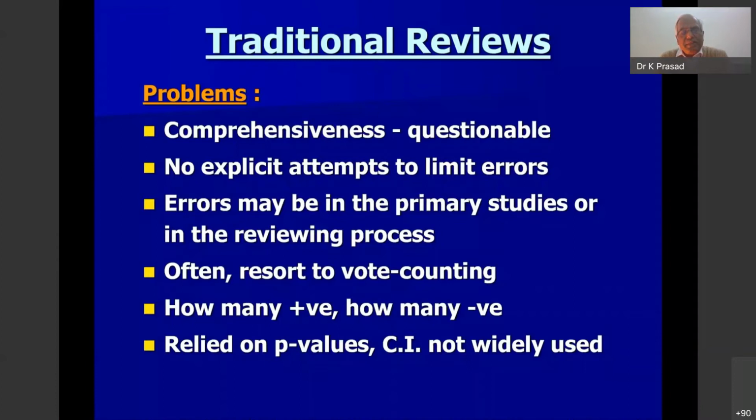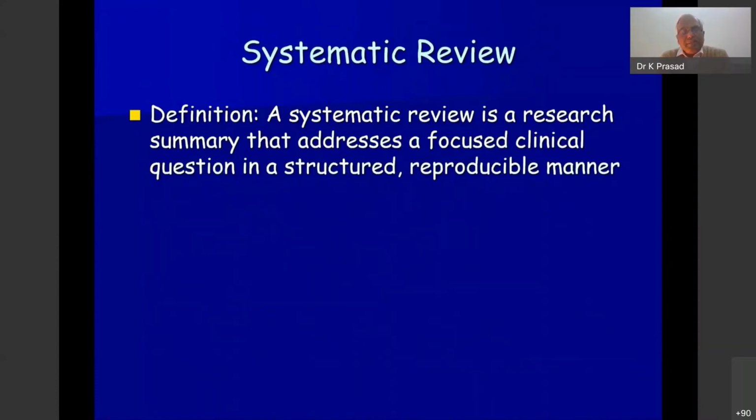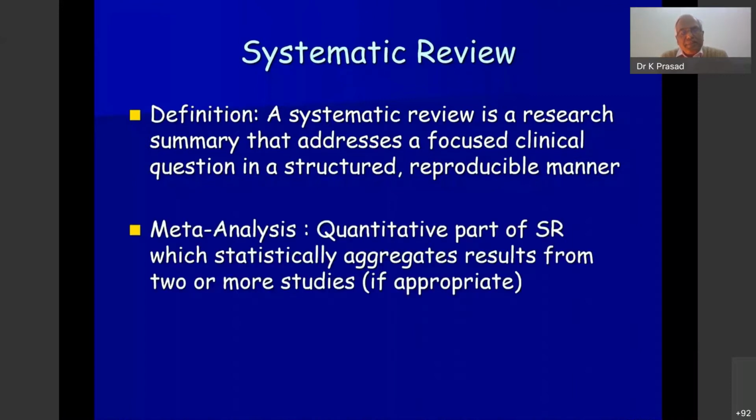Systematic review is defined as a research summary that addresses a focused clinical question in a structured, reproducible manner. The structure I'm going to present to you later, and it is reproducible because there is methodology written in the meta-analysis or systematic review. Therefore, you can reproduce whatever has been done if you follow that methodology. The quantitative part of systematic review, which takes the average of the results of 2 or more studies, means there is some kind of aggregation of the results. It is done statistically, and that statistical component is called meta-analysis.